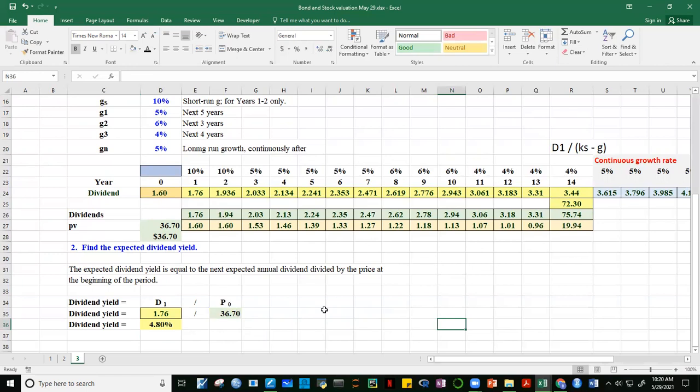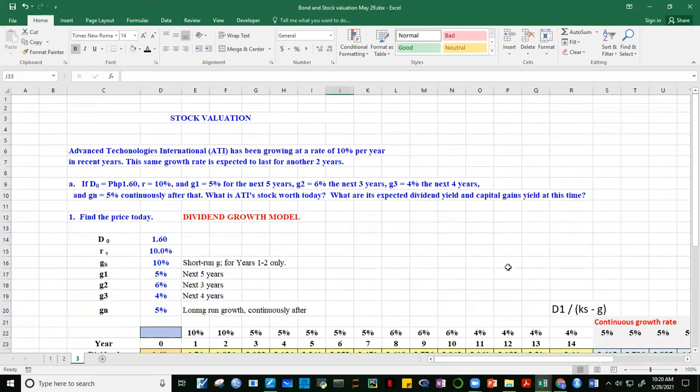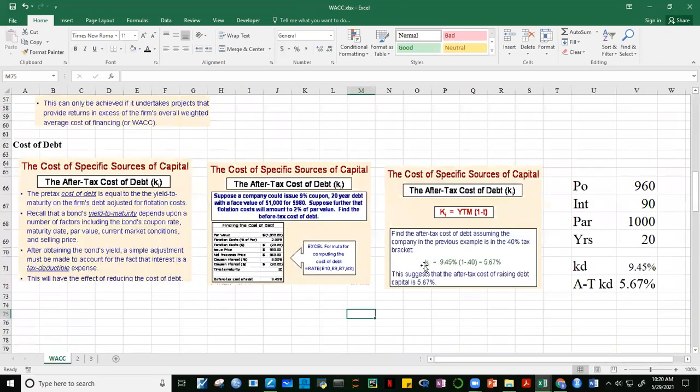All right, so that takes care, guys, of your stocks. Then we go to the next one, the weighted average cost of capital.